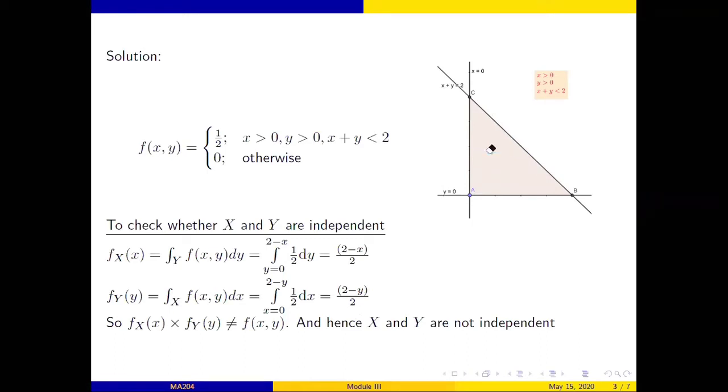So you can see that f of x into f of y is not equal to f of x, y. And hence x and y are not independent. So that completes the first part. We have to check whether x and y are independent, and if f of x into f of y is equal to f of x, y, that shows x and y are independent. Here that's not the case, so we have proved that x and y are not independent.